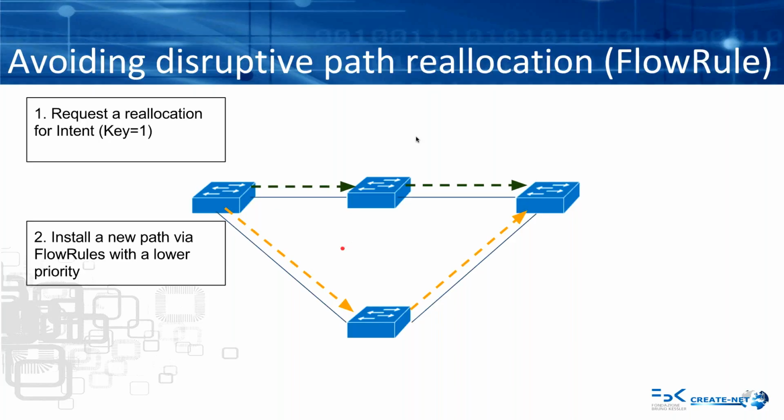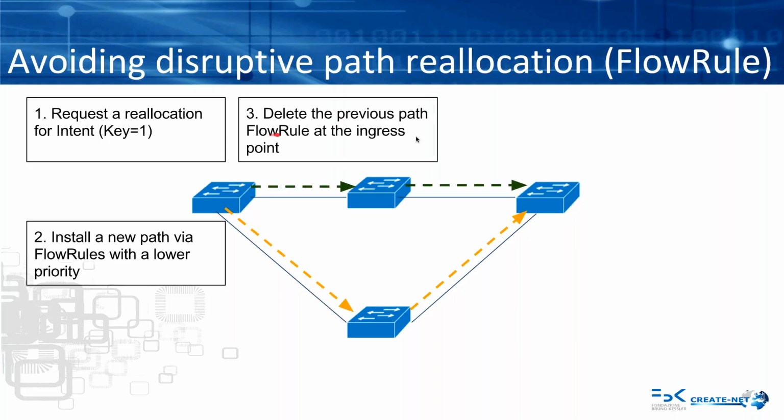Think about a very big network, where it can take time to install in every device. So in order to avoid any disruption, we need a different stage of update. We go to this third step, which is to delete the previous path's flow rule at the ingress point. I have the flow rule here that says go out to port number 2, and this can be port number 3. So I delete this flow rule, and automatically the device, I tested with Open vSwitch, will start to send the traffic through the orange path.